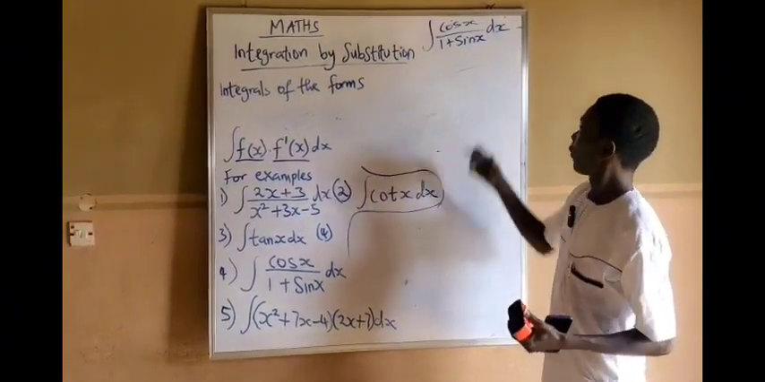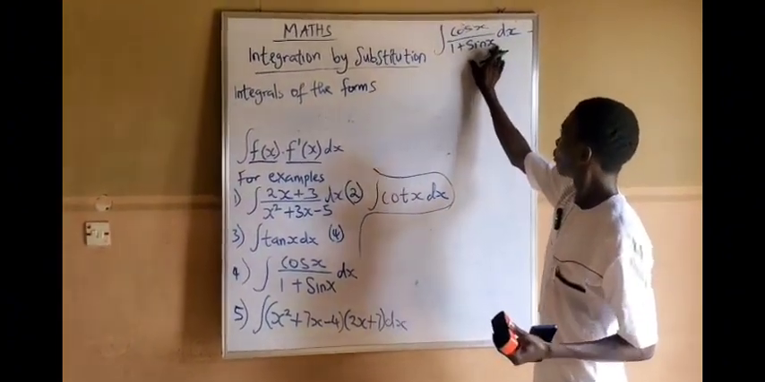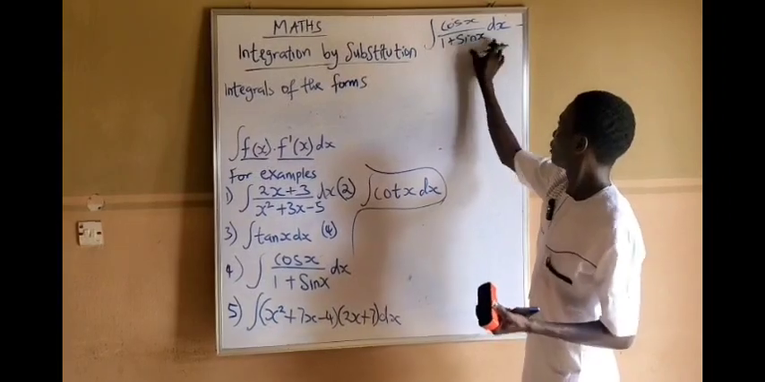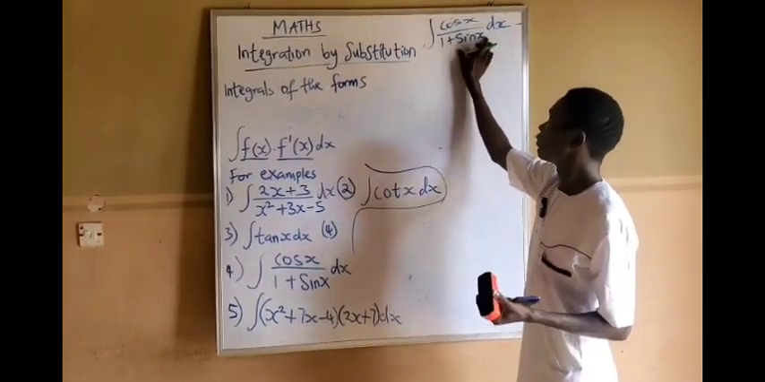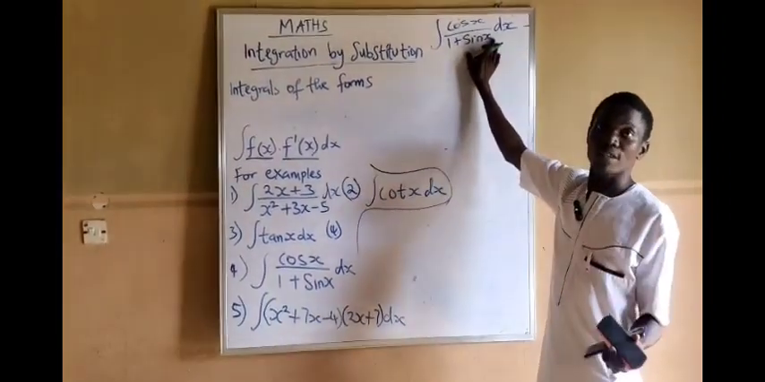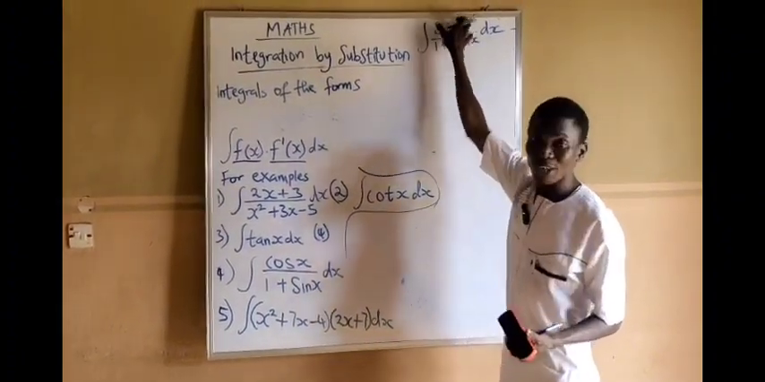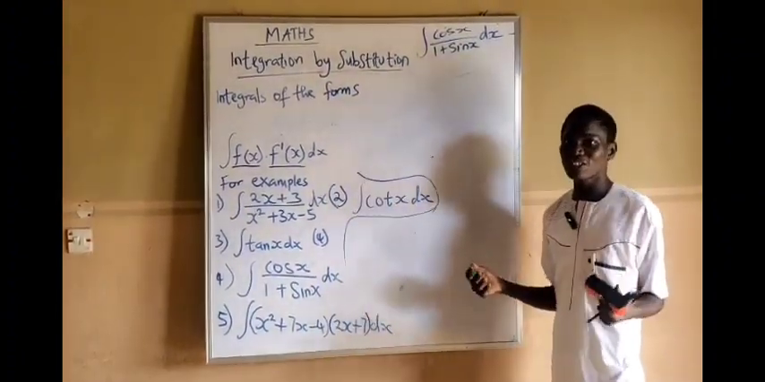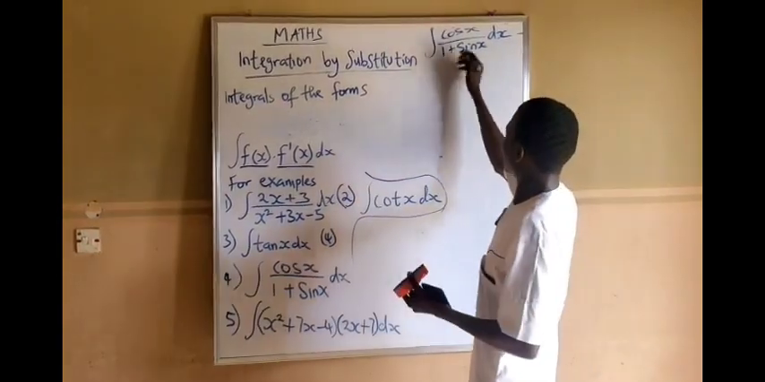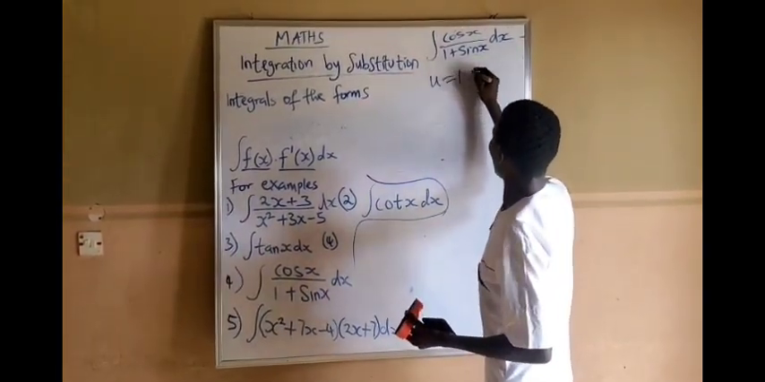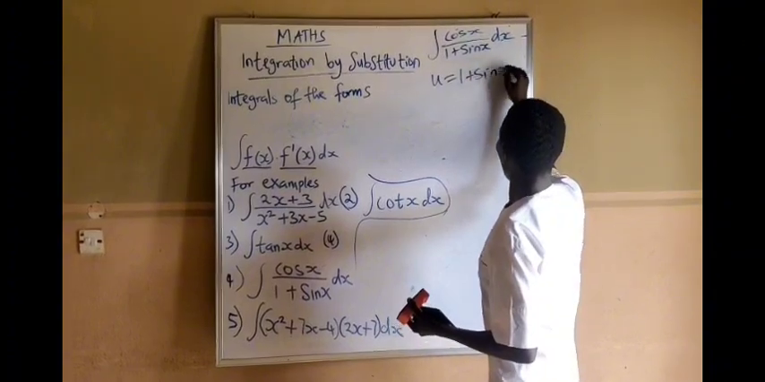As I've said, whenever you differentiate the denominator, 1 gives you 0 and sine gives you cos. So if you differentiate the denominator, it gives you the numerator. So you can use the substitution method. It's very, very simple. Let u equal the denominator. So u equals 1 plus sine x.